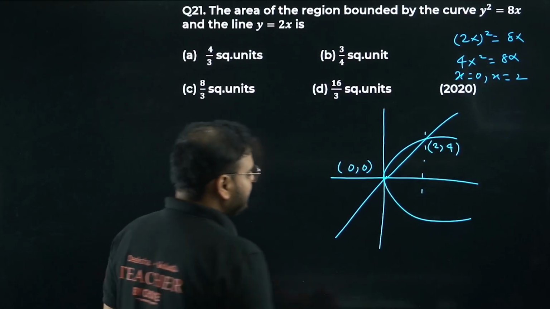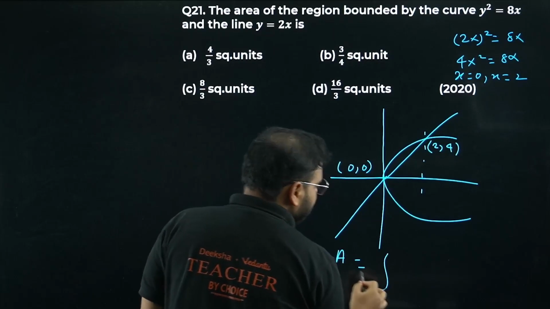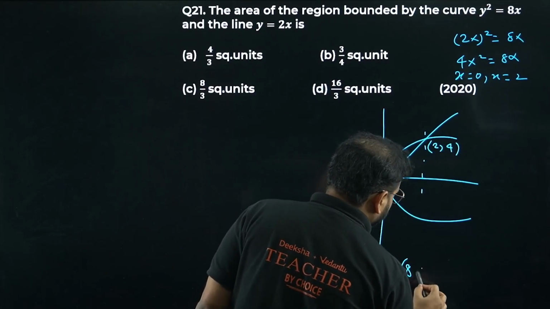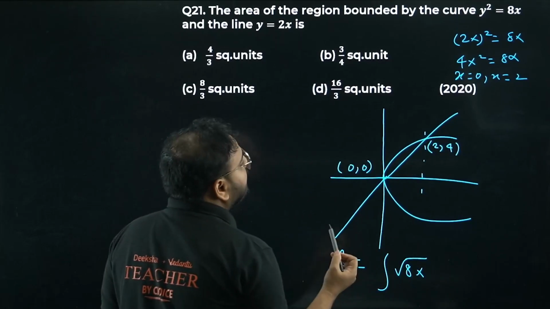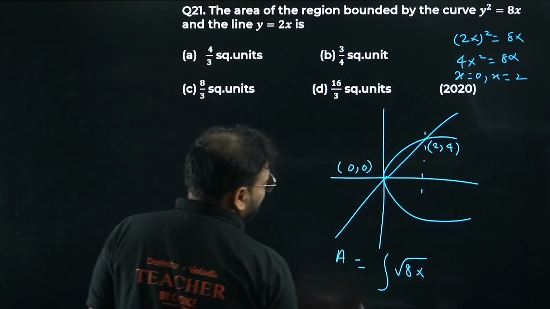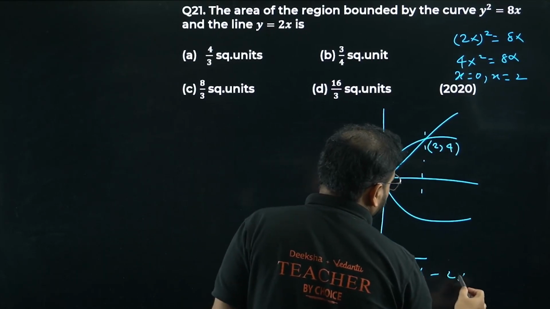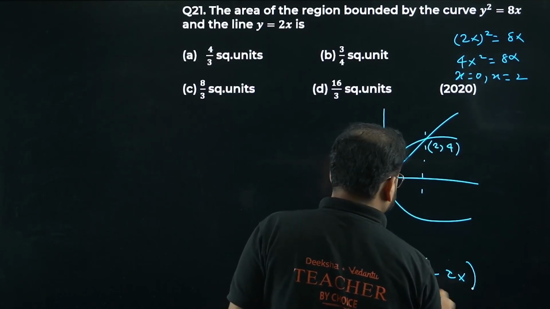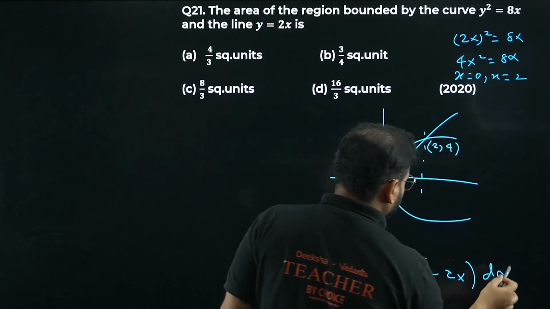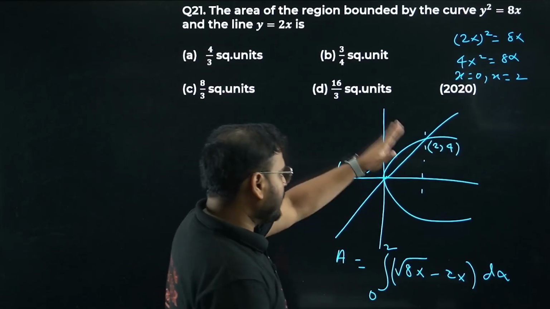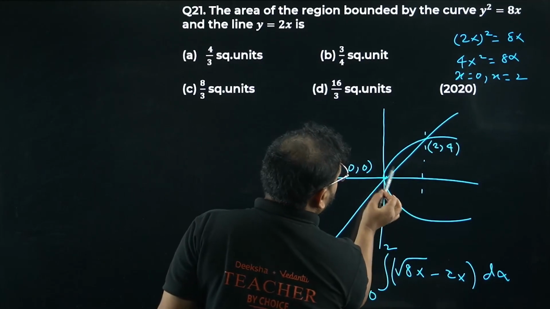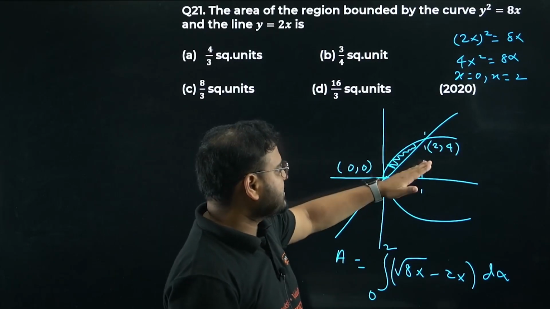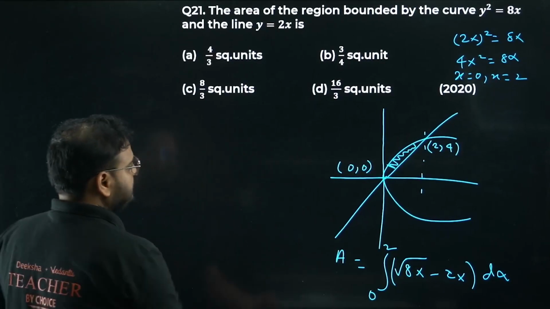So basically integrate to get the area. Integrate, the function is root 8x from 0 to 2, and minus of course is there, minus 2x also is there from 0 to 2. Integrate this part. Basically below this curve parabola and above this line. Okay, straight line. That's why difference is there. This minus this.